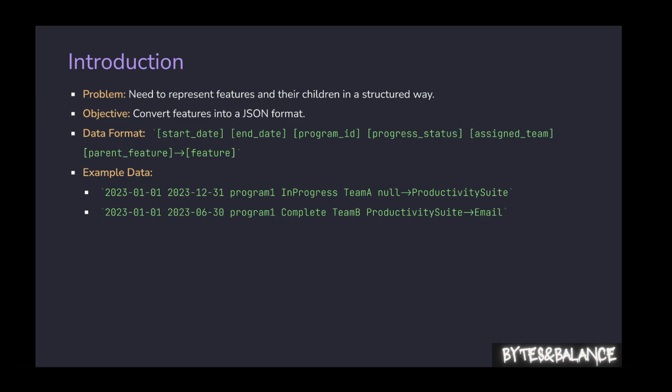The goal is to take data that details the start and end dates, program ID, progress status, assigned team, and parent-child feature relationships, and convert this into a JSON structure. This is especially useful for creating Gantt charts that visualize the timeline and hierarchy of features within a program. So you can see an example here.